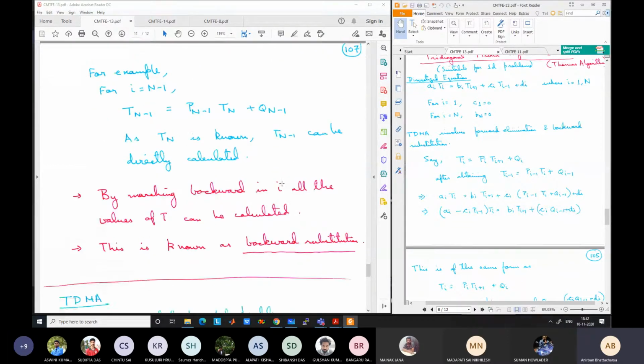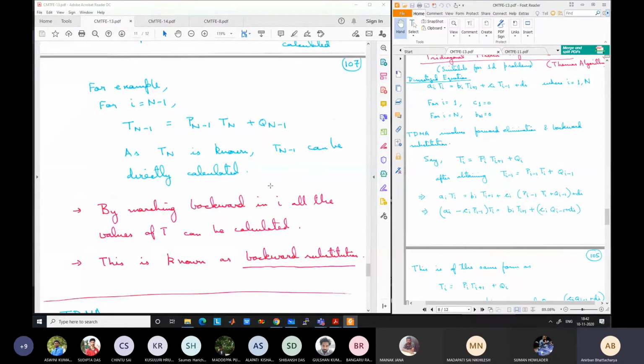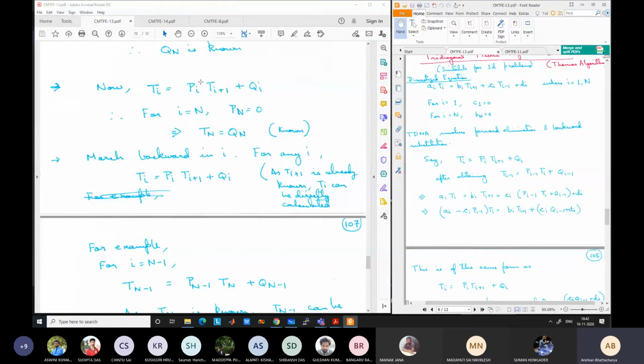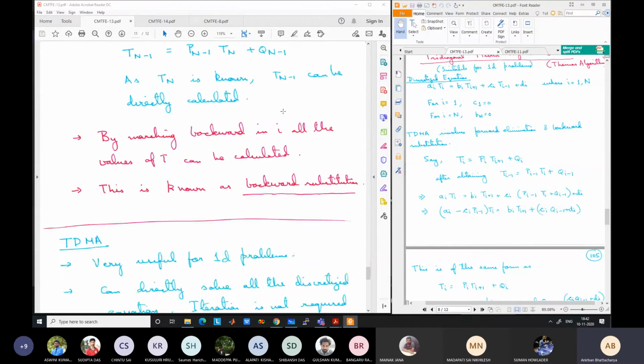So this is known as backward direction. You move backward in the I direction. Once you get n minus 1, then you go to the n minus 2 equation. Here you will have the n minus 1 term, which will be known, and the coefficients are known. So you will get Tn minus 2, then Tn minus 3. Like this you proceed so that ultimately you get up to T1. So our TDMA involves forward elimination and backward substitution.